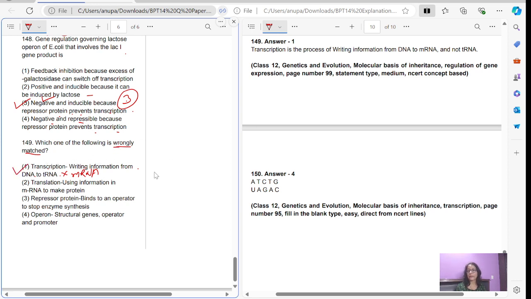Now let's see the other options as well. Second option is translation, using information in mRNA to make protein. This is correct. The process of synthesis of proteins from mRNA is known as translation. The third is repressor protein binds to an operator to stop enzyme synthesis. This is also right. The function of repressor protein is to bind an operator to stop the enzyme synthesis. And the fourth option is operon, structural genes, operator, and promoter. This is also right. In operon, we have different genes such as structural genes, operator, and promoter genes. And we also have regulator gene. Here it is not mentioned, but this match is still correct. Operon has structural genes, operator, and promoter. So the answer for this question will be option number 1.